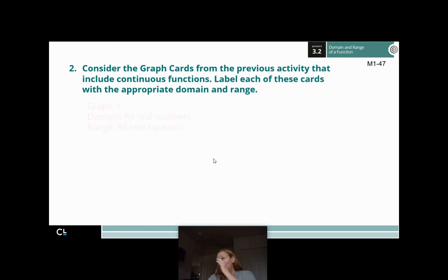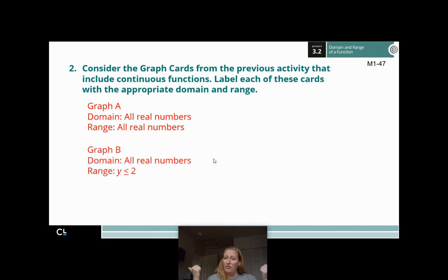So graph A, I noticed it went forever and ever left to right and forever and ever up and down. So I said that graph A, the domain was all real numbers, the range was all real numbers. For graph B, I noticed it went forever and ever left and right, but not up and down. That it went as low as 2 and then it went up from there. So I said that the domain was all real numbers and the range is y is less than or equal to 2. For graph C, I said that the domain, again, is all real numbers, forever left, forever right. But that my range was y is greater than or equal to 0.